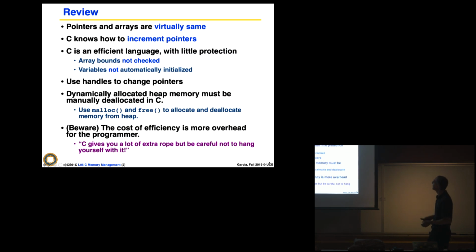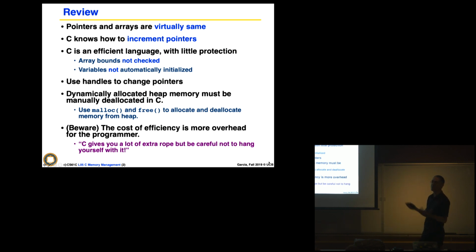Okay, in review, this is the slide you saw last time. Pointers and arrays are almost the same. We haven't really told you whether they're different, except that you know an array is not a variable. That's the one big difference you saw. C knows how to increment pointers regardless of what they're pointing to. If it's an array of huge things, +1 goes to the next one. It just strides the right way.